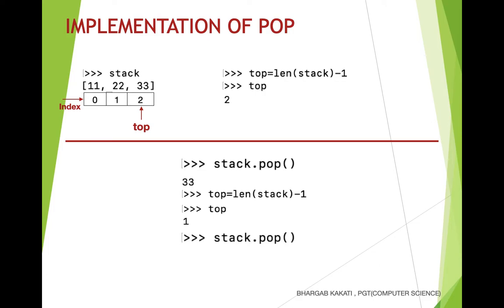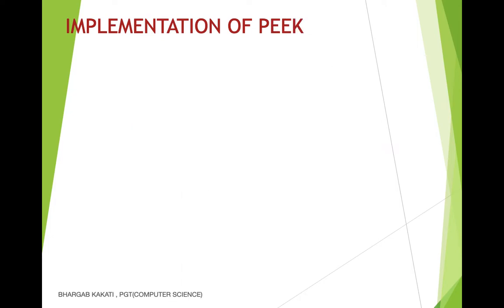If I again give stack.pop, this time 22 will be removed, and if I want to find out the top, the value of top will be 0 because there is only one element in the stack now.